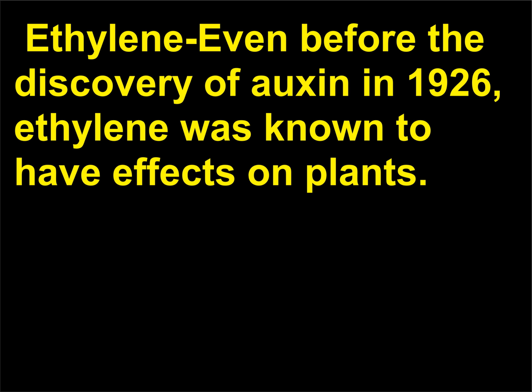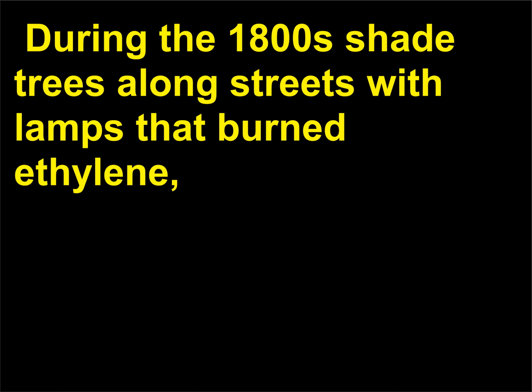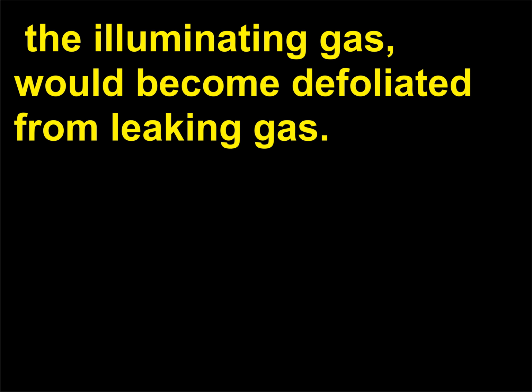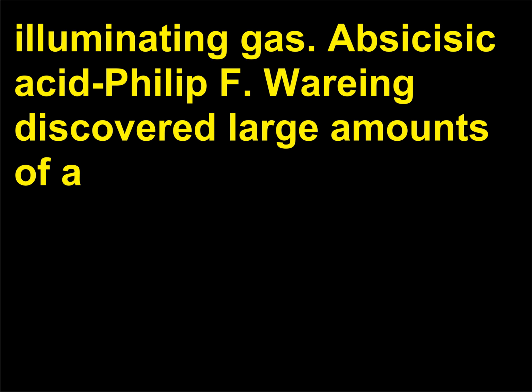Ethylene. Even before the discovery of auxin in 1926, ethylene was known to have effects on plants. In ancient times the Egyptians would use ethylene gas to ripen fruit. During the 1800s, shade trees along streets with lamps that burned ethylene gas would become defoliated from leaking gas. In 1901 Dmitry Neljubov demonstrated that ethylene was the active component of illuminating gas.